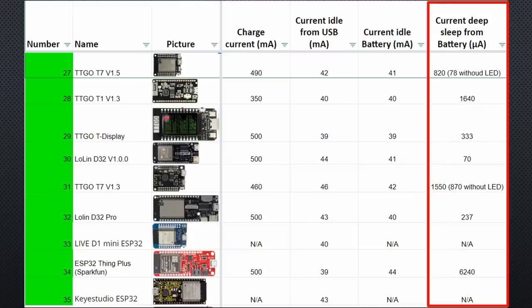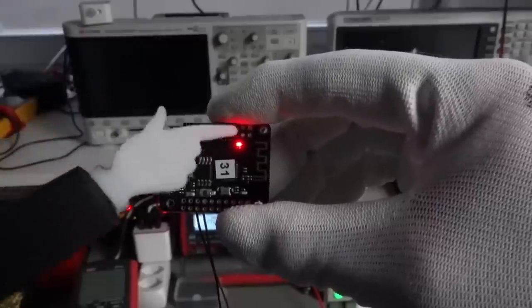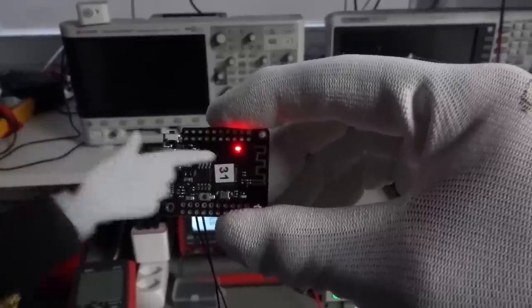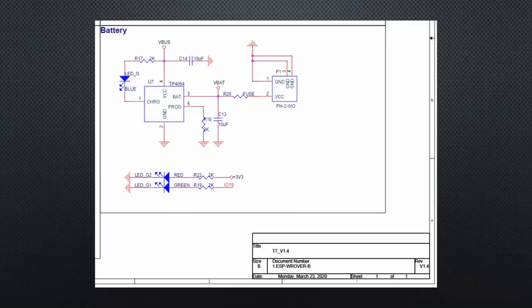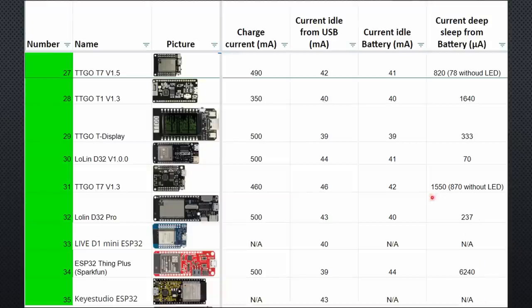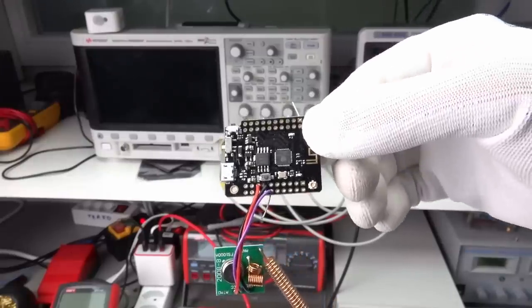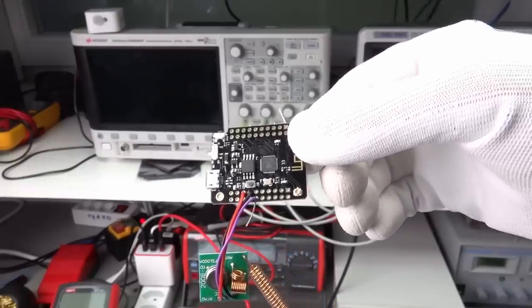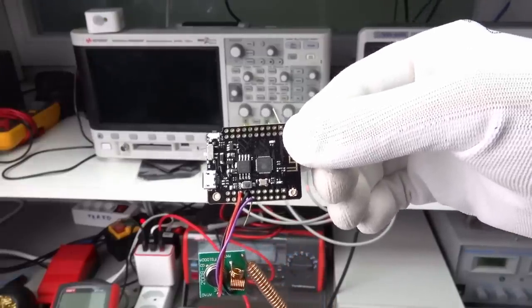Both with a whopping 1500 to 1600 microampere. Why is that? Because of stupidity. Both have an LED which is always on, also during battery operation, as we see here in the diagram. But even if I desolder the LED, the T7 version 1.3 consumes 870 microampere. Not good. Up till now, this was my favorite board for battery-operated projects because of its size.